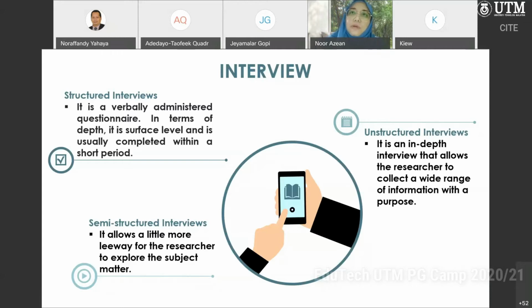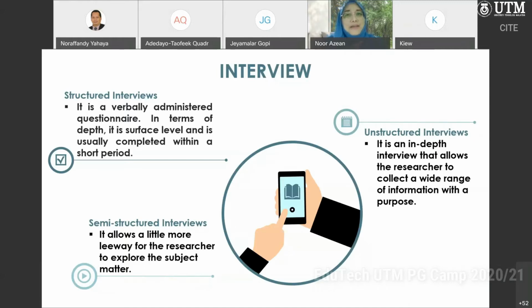So most of my students always use semi-structured or unstructured based on the user, right? In the semi-structured interview, there are several key questions which cover the scope of the area to be explored. Compared to the structured interview, it allows a little more leeway for the researcher to explore the subject matter. Compared to the unstructured interview, right?